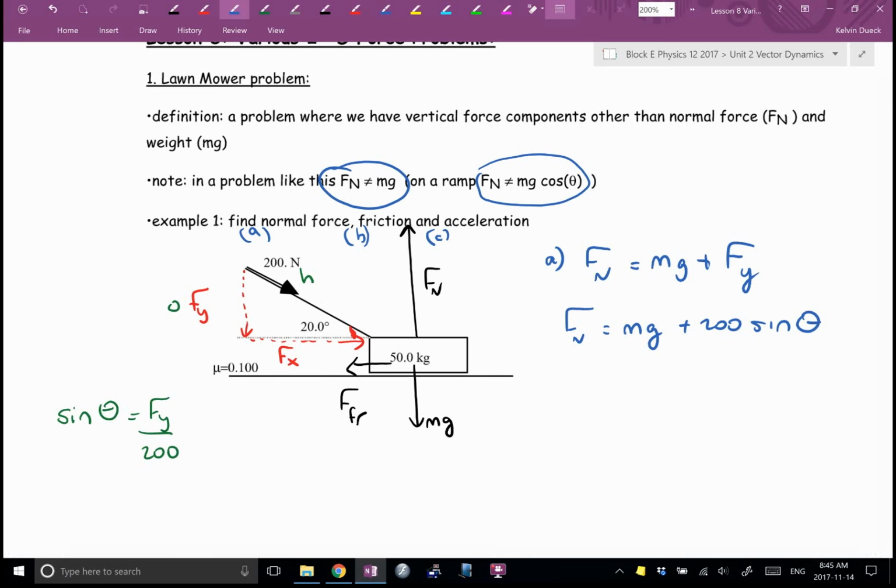Will Fy always be sine? I think in this case, only if they give you this angle, not if they give you that angle. So I wouldn't always go with that one. When we're breaking gravity up into its perpendicular and parallel components, Pierce, I can control the order that I draw things in and where I'm putting the angle, so we can use the two lines as sine shtick. You can't quite always do it here. And instead of sine theta, I could have written 20. Let's do that on the next line. m, 50, 9.8, plus 200 sine 20.